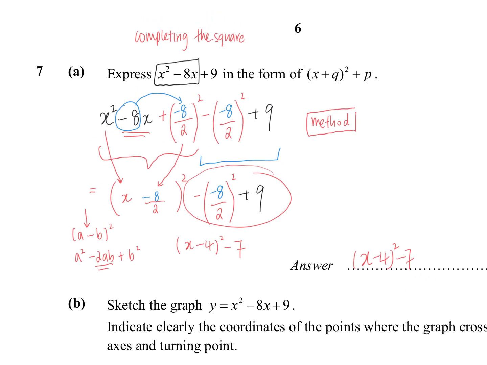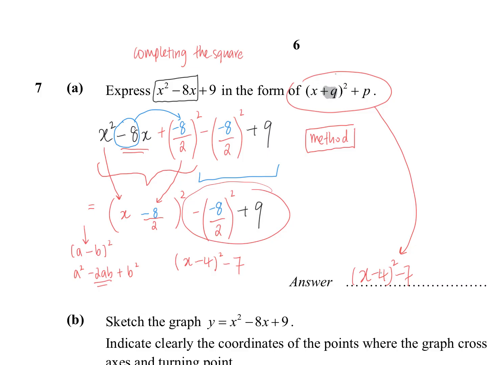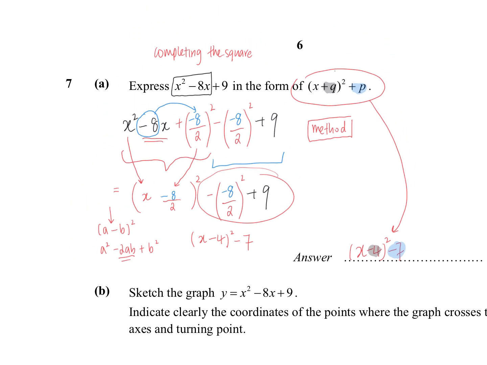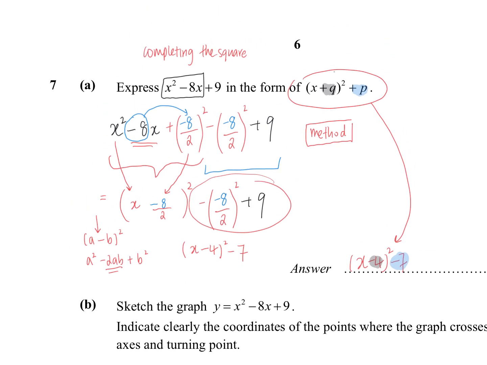So if you look at this is what they want you to express your answer to be. So even though they put plus Q here, but your answer here is negative, it doesn't matter. It just shows me that Q is -4 and P is -7. So this is the form that they want. Just leave your answer like that. Okay, so make sure you know how to do completing the square. It's a standard question to ask in O levels.